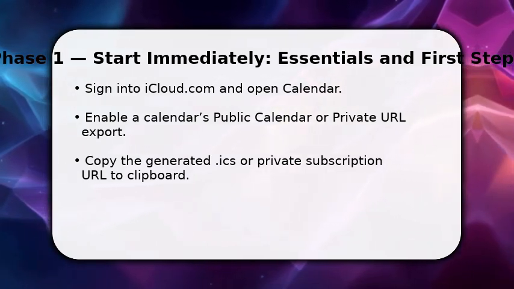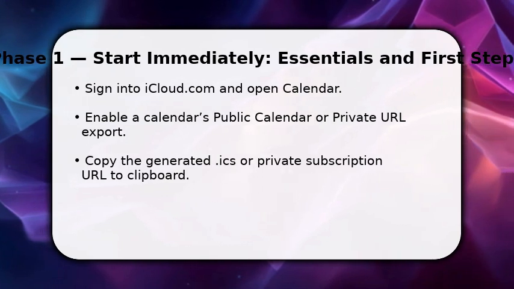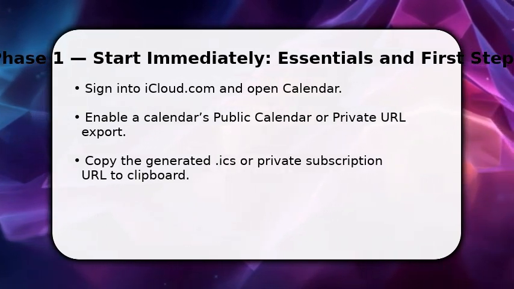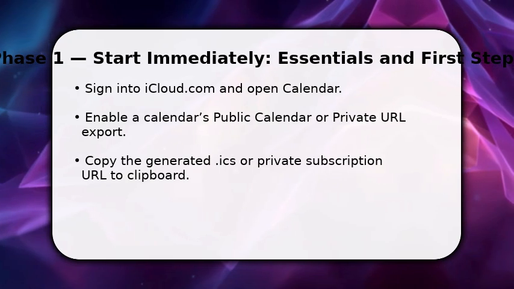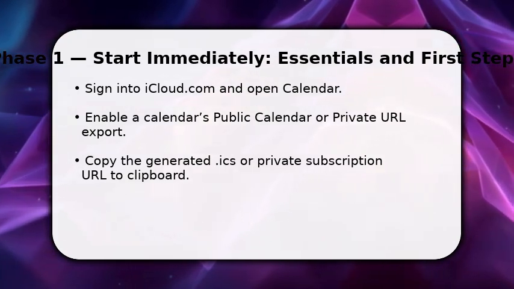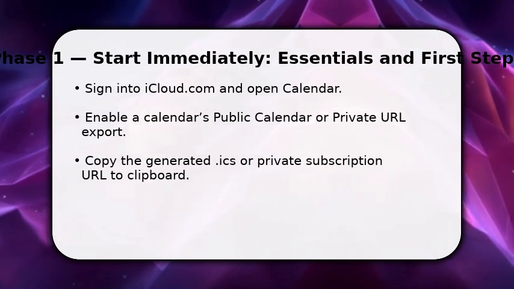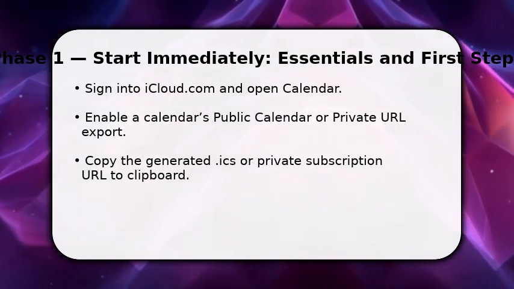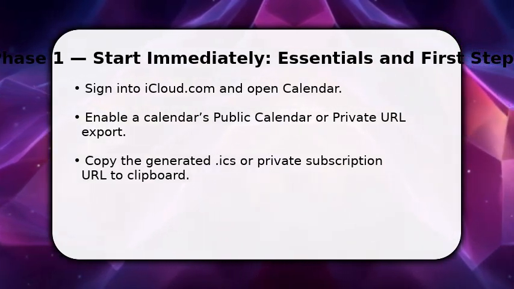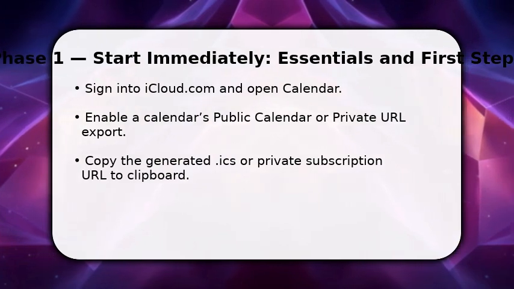Enable the calendar's sharing option, make it public or request the private subscription link, and then copy the ICS or private subscription URL to your clipboard. Make sure you choose the calendar you need because each one has its own URL. If you see a long webcal:// or https:// link, that's the address you'll paste into Google Calendar next.